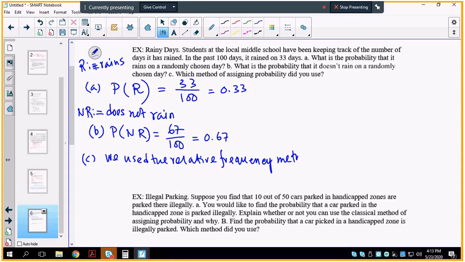So we use the relative frequency method as outcomes might not be equally likely. It can be biased depending on other situations.